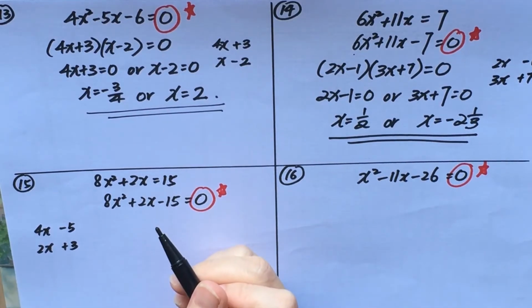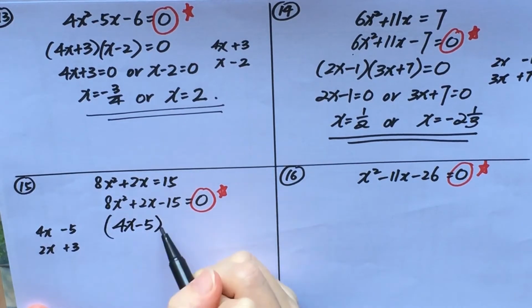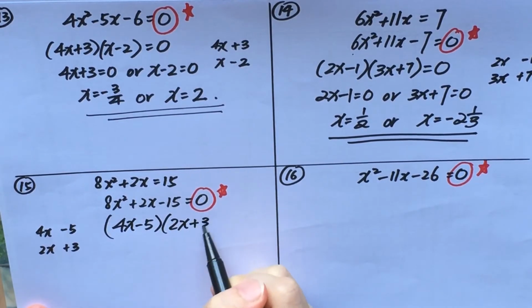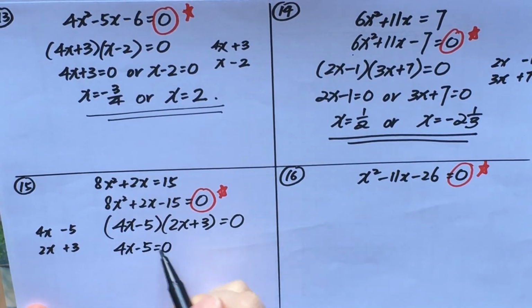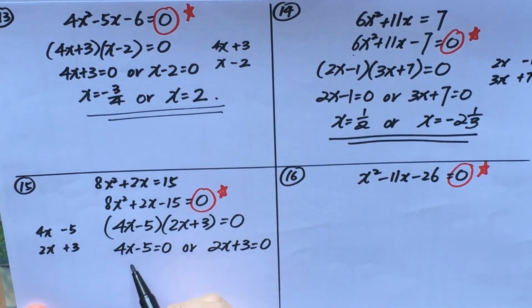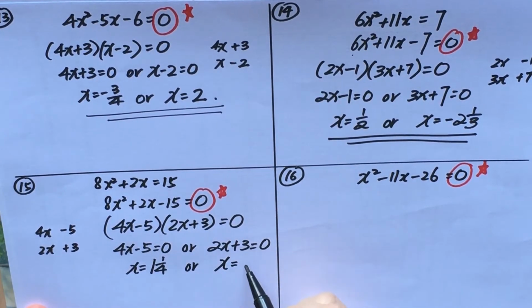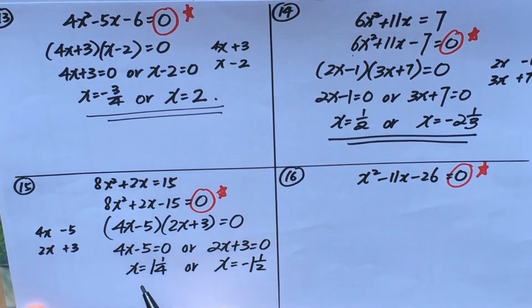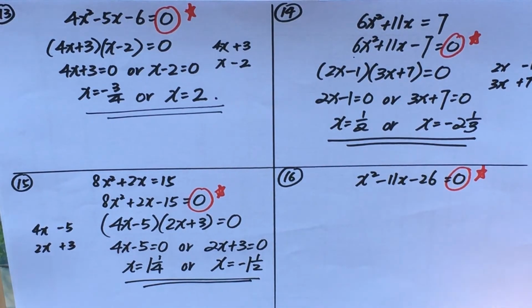So we're going to factorize it to be 4x minus 5, and then 2x plus 3 equals 0. So using the zero factor law, either the first factor is 0 or the second factor is 0. If the first factor is 0, then x equals 1 and 1/4. If the second factor is 0, then x equals negative 1.5. So 1 and 1/4 or negative 1.5 are the answers.